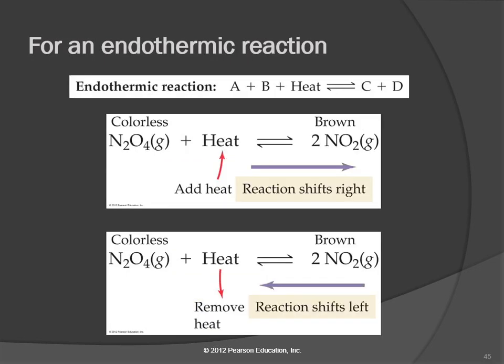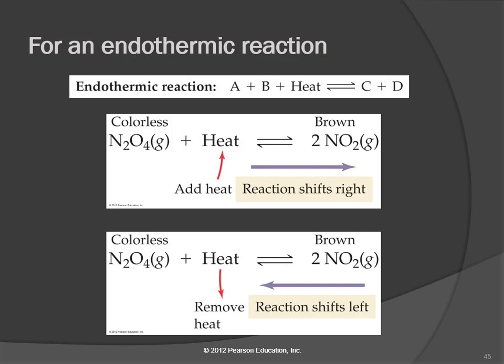Here's an endothermic reaction. N2O4 is a colorless gas. It is in equilibrium with NO2, which is brown in color. And this is an endothermic reaction, so when the forward reaction occurs, it absorbs heat. So if we add heat, the reaction shifts to the right. If we remove heat, the reaction shifts to the left. Adding or removing heat is changing the temperature of the substance.